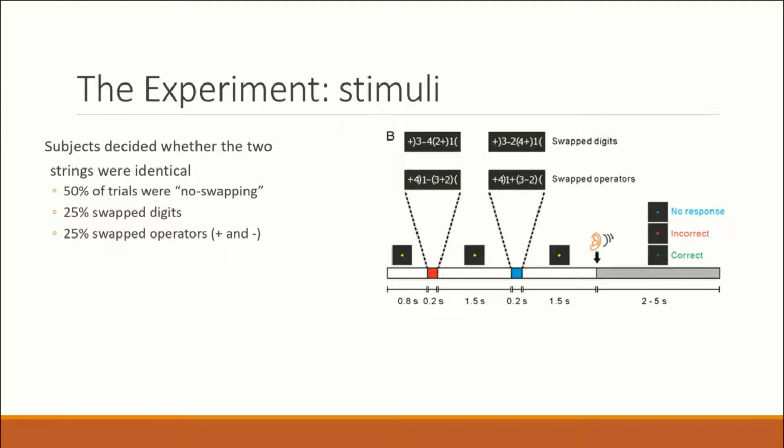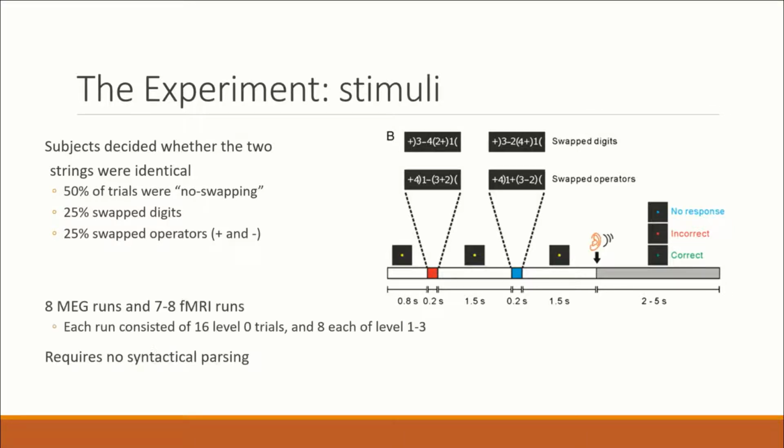In 50% of the trials, the second string is identical to the first, but in the other half of the trials, there are either 2 swapped digits or 2 swapped operators. The task is essentially that the participants must judge whether the 2 strings that they view are different or the same. Using this paradigm, they put each participant through 8 MEG runs and 7 through 8 fMRI runs, where each run had 40 trials, so quite a few trials at the end of the day.